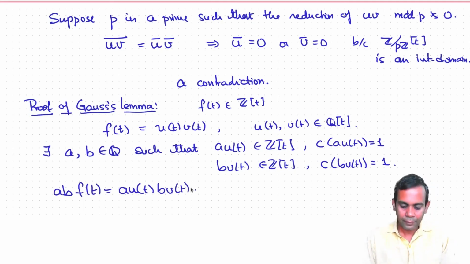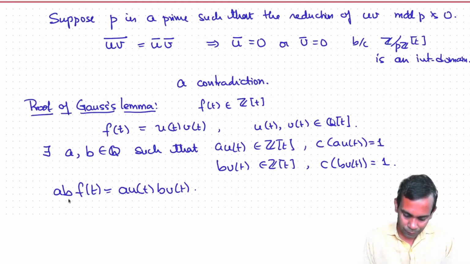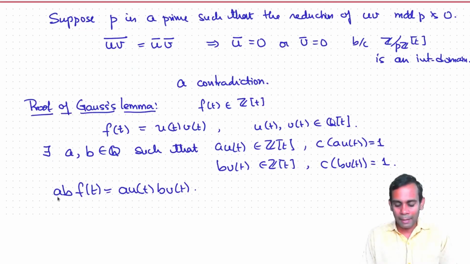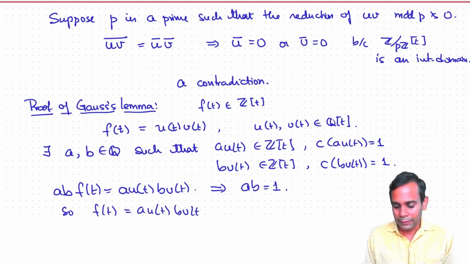b v(t). But recall that in Gauss's lemma, we assume that f itself is primitive, that is, c(f) is 1. And so if c(f) is 1, then c(ab f) is going to be ab. But here on the right hand side, we have a product of two primitive polynomials. So ab times f should also be a primitive polynomial, which implies that ab is equal to 1. And so we have that f(t) is equal to a u(t) times b v(t) as needed.